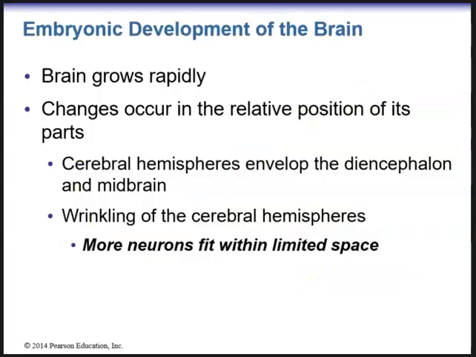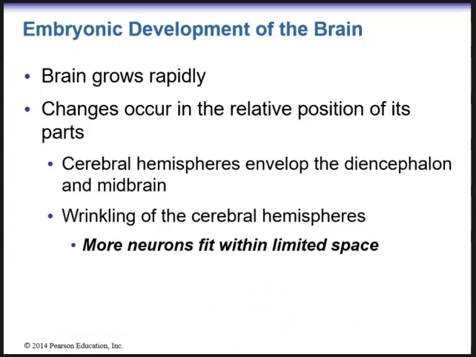We know that the brain grows very rapidly. Changes occur in the relative position of its parts. The cerebral hemispheres will envelope the diencephalon and midbrain. And then we have wrinkling of the cerebral hemispheres, meaning more neurons will fit within the limited space. Now, the evolutionary process of packing more brains into the skull is called cephalization. So cephalization is the evolutionary process of packing more brain cells into the skull.